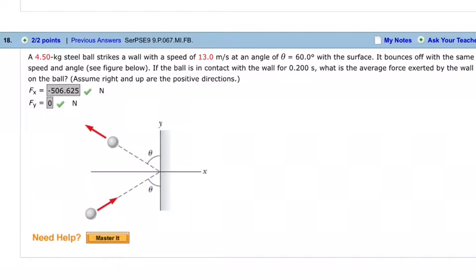A 4.5 kilogram steel ball strikes a wall with the speed of 13 meters per second and an angle of 60 degrees with the surface. It bounces off with the same speed and angle. If the ball is in contact with the wall for 0.2 seconds, what is the average force exerted by the wall on the ball? Assume right and up are positive directions.